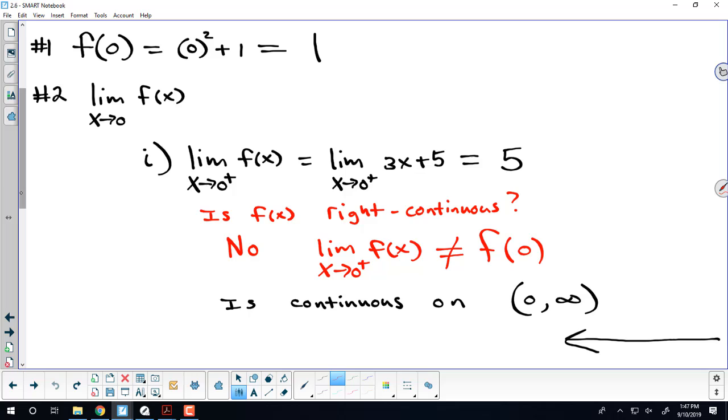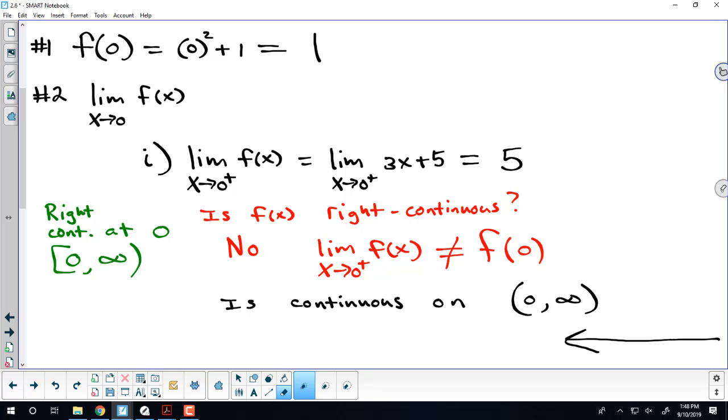Remember, if the function is right continuous at 0, then that means as we get up to 0 from the right, we're able to include that as part of the interval where it is continuous. But we said it's not right continuous, therefore we're not including 0, so we put our parenthesis around 0 instead.